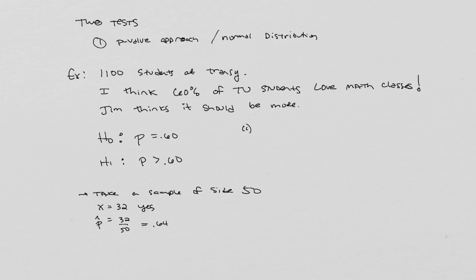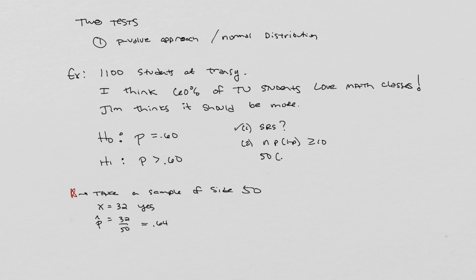Now, can I take these samples of size 50 and apply the normal distribution to them? Let's check step 1. Did I use a simple random sample? Yes, we just randomly picked 50 people, so we did have a simple random sample. Step 2 is n times p times 1 minus p bigger than or equal to 10. Here n is 50, p is 0.6, and 1 minus p gives me 0.4. That equals 12, so yep, that's bigger than 10.